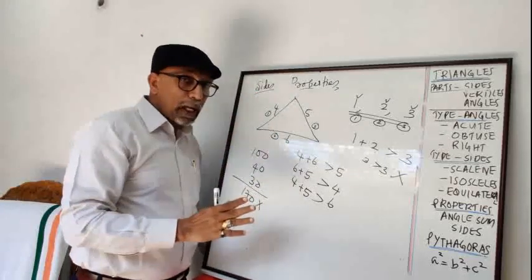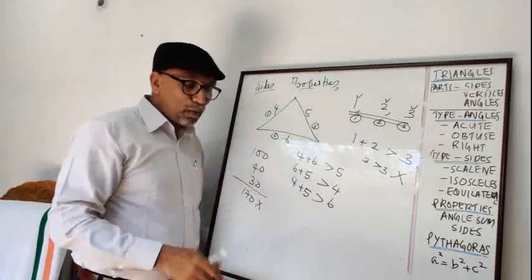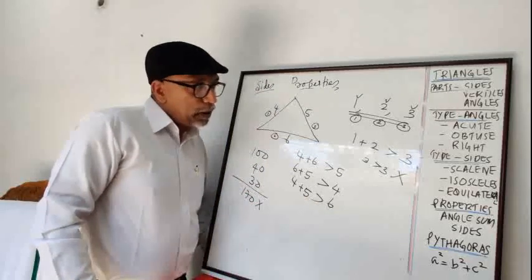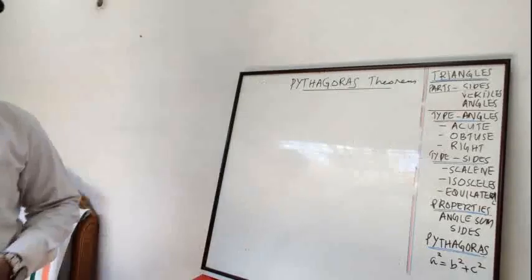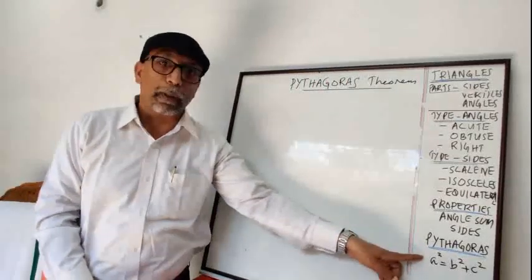Sum of any two sides should be greater than the third side. I repeat, the sum of any two sides of a triangle is greater than the third side. These are the two properties of the triangle. Now we have learned this much, and now we are here at the Pythagoras theorem.